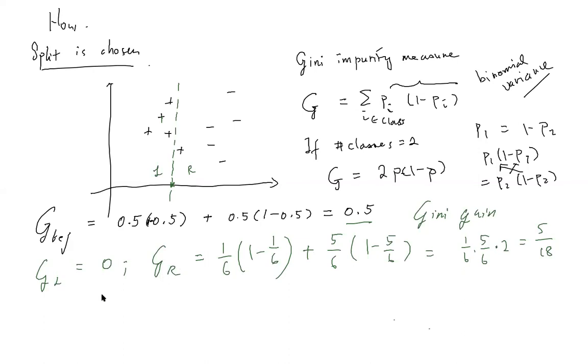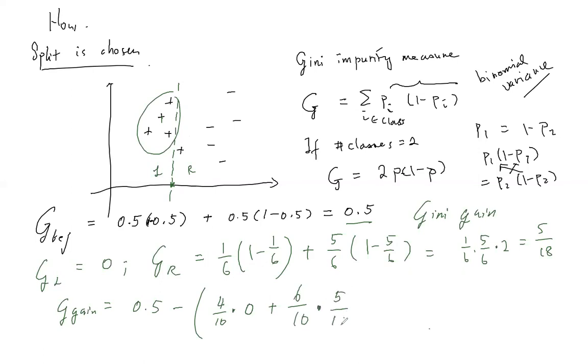So then you calculate your gain, right? The Gini gain is 0.5, here, subtract the weighted form, right? So how many points are there on the left? There are 4 points, right? 4 out of 10, okay, get split to the left. Then multiply by the Gini impurity, 0. Plus there are 6 here, so 6 out of 10. Multiply by the Gini impurity, 5 out of 18. So you get 0.5 subtract, this is 0. So this is 3, this is 2. So minus 1 over 6.